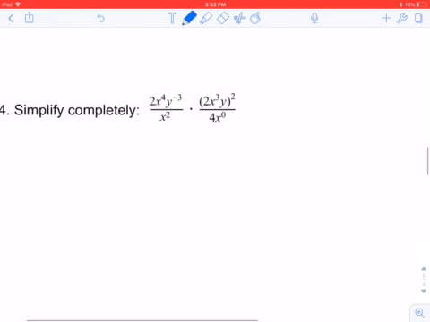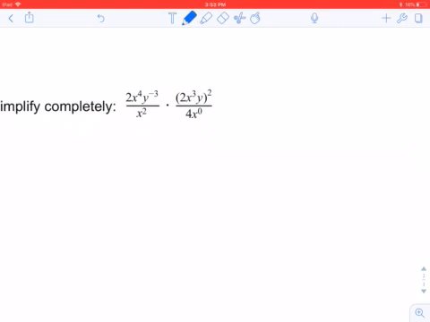And here we go, number 4, last one, simplify completely. I'll work on the left-hand fraction first. X to the 4th divided by x squared. I use the quotient rule and subtract their exponents. So that's 2x squared. And then I use the negative exponent rule to make this y to the positive 3rd in the denominator. I use the power of a product rule in the top.